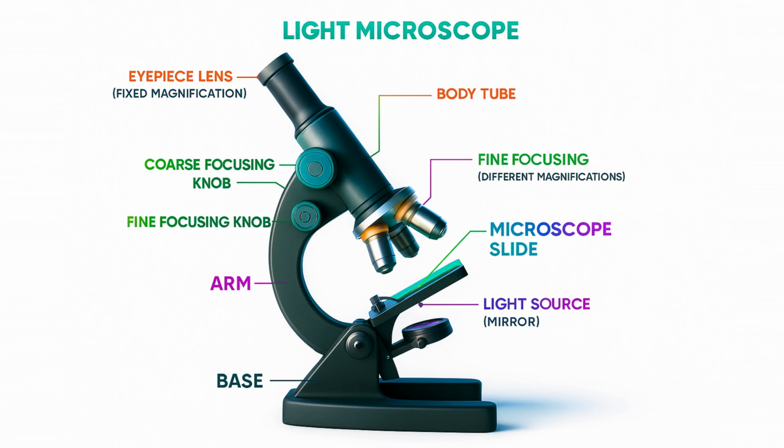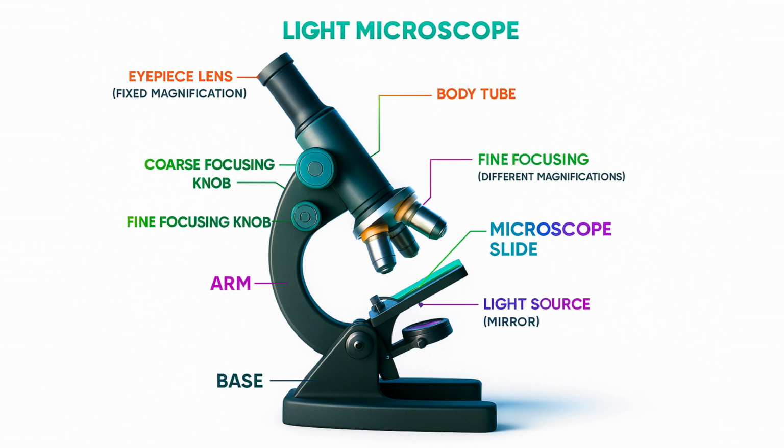Moving to the upper part of the microscope, you will find several lenses. Typically, there are 3 objective lenses of varying magnifications, such as 10 times, 20 times, and 50 times. These can be rotated and selected depending on how much you want to magnify your specimen. In addition to the objective lenses, there is an eyepiece lens with a fixed magnification located at the top, which is where you place your eye to look into the microscope.